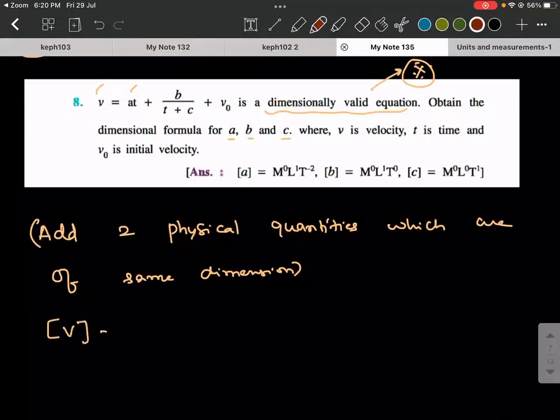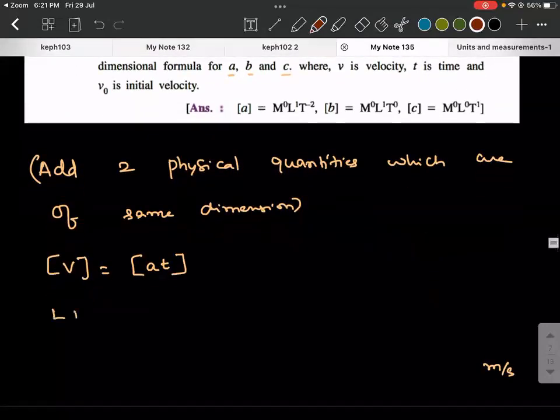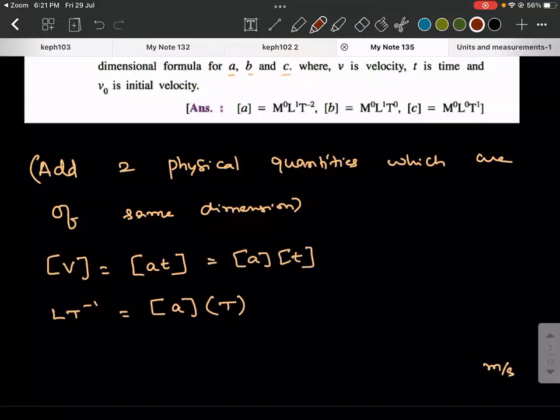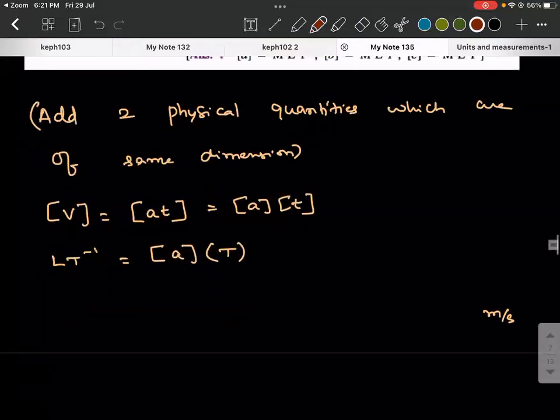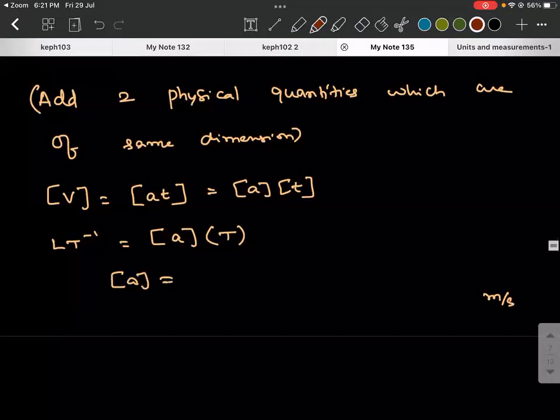Dimensional formula of V should be equal to dimensional formula of AT. So what is the dimensional formula of V? LT^-1 should be equal to the dimensional formula of A into the dimensional formula of T. So the dimensional formula of A is LT^-1 divided by T, which will give me LT^-2, which is nothing but acceleration. In this case, that A is acceleration, no doubt.